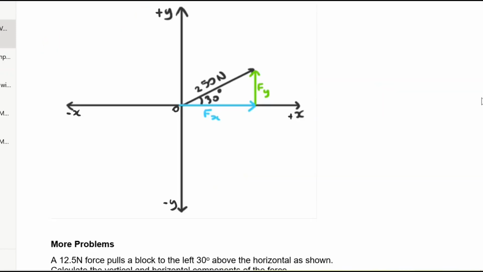Now think of this force as being the resultant of two other forces, the blue one and the green one here. The blue one, Fx, is the horizontal component of the force, and the green one is the vertical component of the force. Now, the horizontal component of the force pulls the object along the surface, while the vertical component tends to lift the object up, or in the vertical direction. Now, the next question is, how can we calculate the size or magnitude of these two forces?